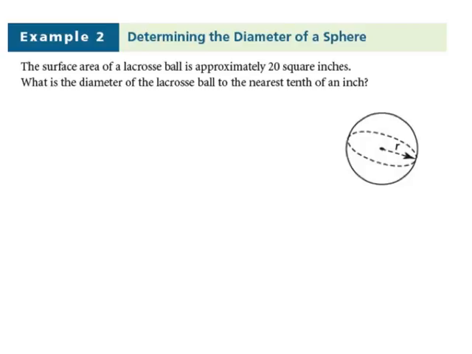What do we know about this question? We know the formula for the surface area of a sphere is 4 pi r squared. We're going to find the radius first, and then we're going to double it to find the diameter. So let's plug in the information that we have. So we know the surface area is 20, 4 pi times r.